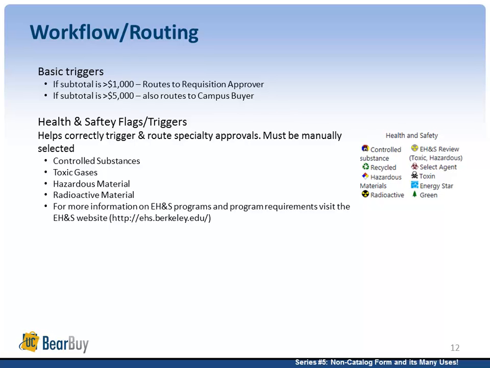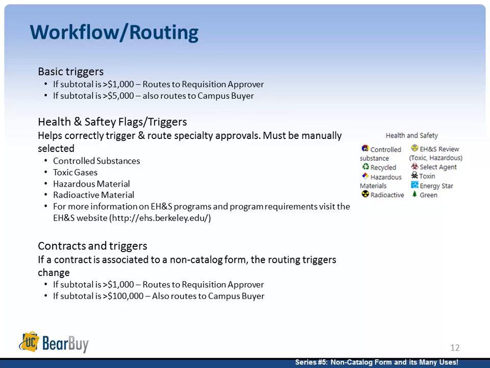There are also health and safety flags that can be selected on this form. This helps correctly trigger and route specialty approvals. The flags must be manually selected. This helps correctly route controlled substances, toxic gases, hazardous material, and radioactive material to the correct health and safety approvers. For more information on environmental health and safety programs and program requirements, please visit the website listed in front of you.